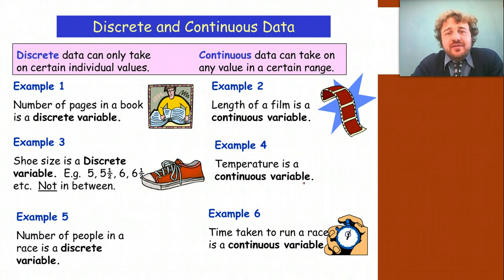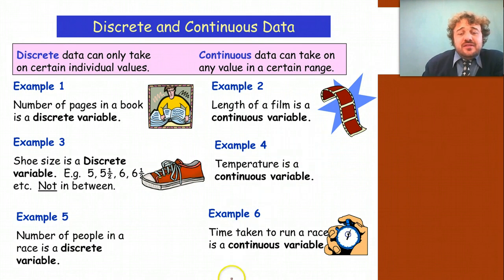Pages in a book, you can't have half a page. Shoe size here, which is a silly variable, but they've got 5.5. There's no 5 1/4, no 5 1/3, etc. The number of people in a race, so this is actually realistic. The time taken to run the race is continuous, but the number of people in a race, the number of races, all of these sorts of things, you can't have half a person in a race. You can't have half a race. Those are discrete: certain individual values.